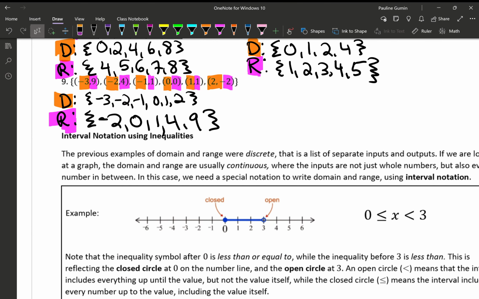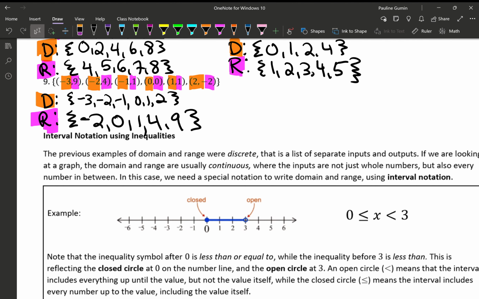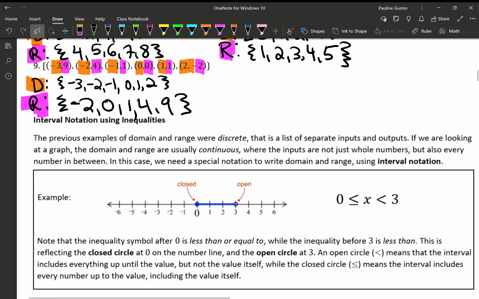We're going to use interval notation using inequalities. The previous examples of domain and range were called discrete. That's the official name. So it's a list of separate inputs and outputs. But on graphs and equations, we have continuous domains and ranges, meaning it's not just whole 1, whole 2, whole 3. It's 1.1, 1.2, 1.3, like everything in between 1, 2, and 3, like anything in between the numbers. So we need special notation.